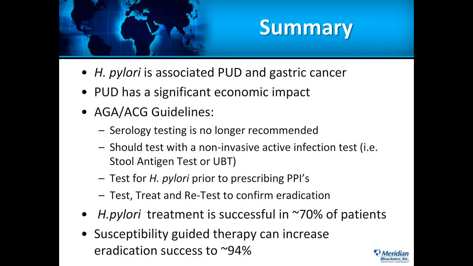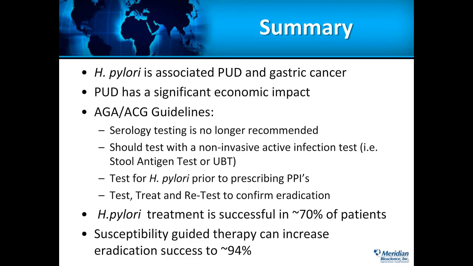So in summary, H. pylori is associated with a variety of disease states, significantly peptic ulcer disease, gastric cancer, marginal ulcers, dyspepsia. It has a significant economic impact. The AGA and the ACG guidelines are emphatic in saying that patients younger than age 55 who do not have alarm signs should be tested with non-invasive tests of active infection. And serology is not a test of active infection, and hence its use in non-invasive diagnosis of H. pylori is not supported by the guidelines.